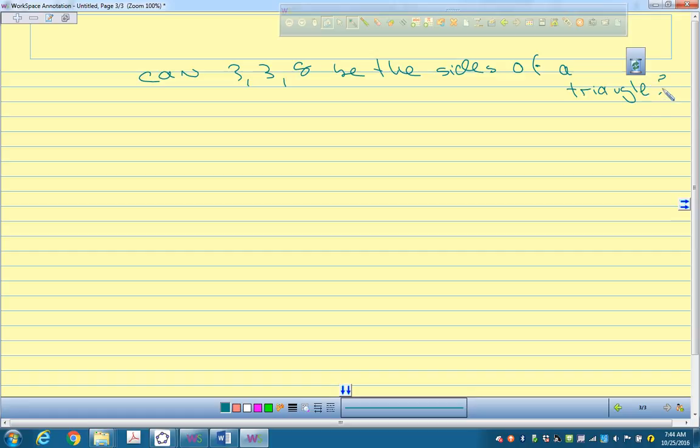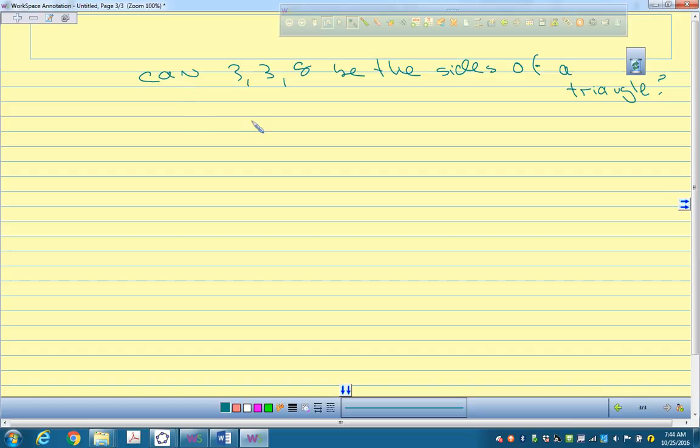Who thinks yes? Who thinks no? Can I make a triangle out of those 3 pieces? Why not, James? Because the two sides don't add to greater than. Right. Because any 2 sides together have to add to bigger than the third side. So 3 plus 3 is 6.